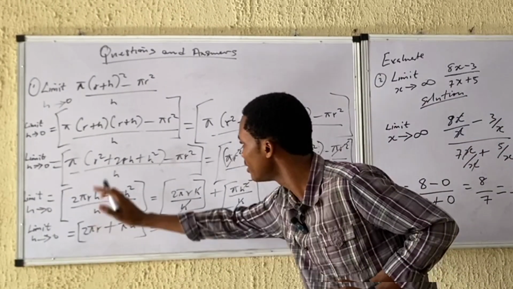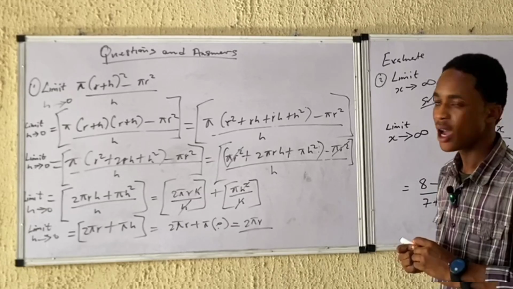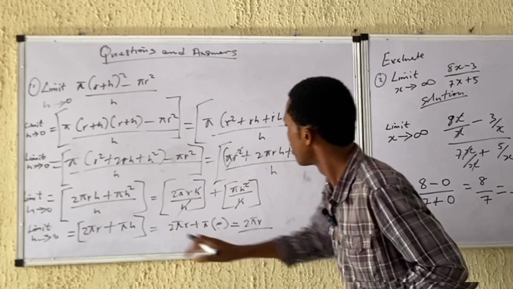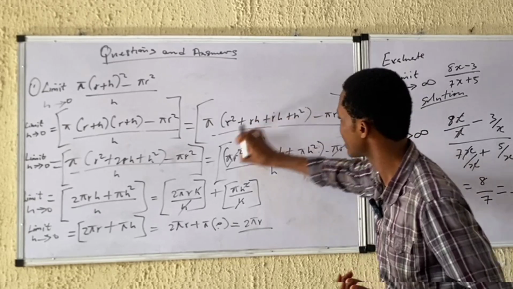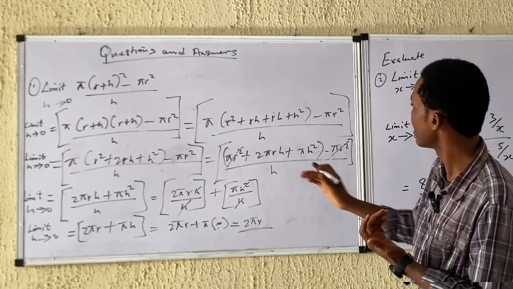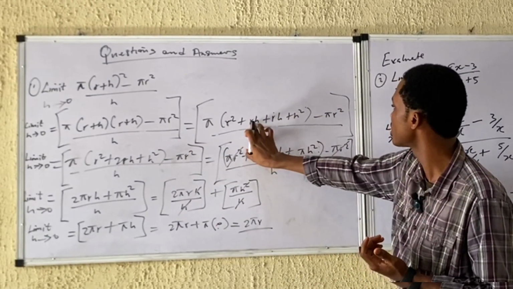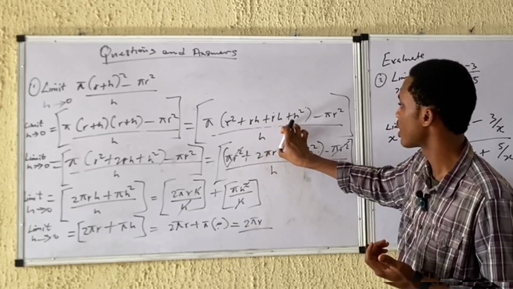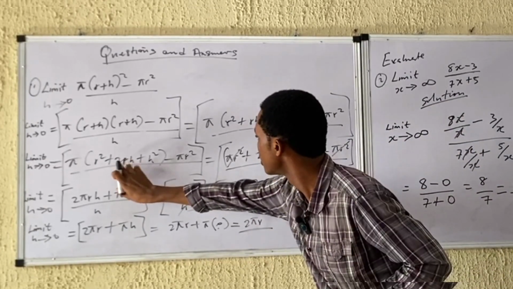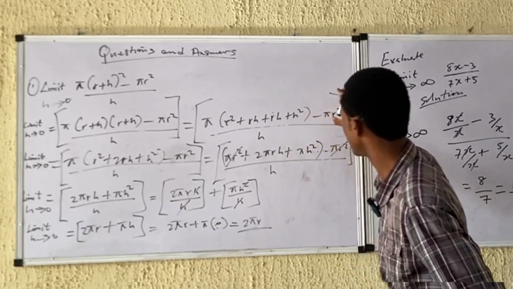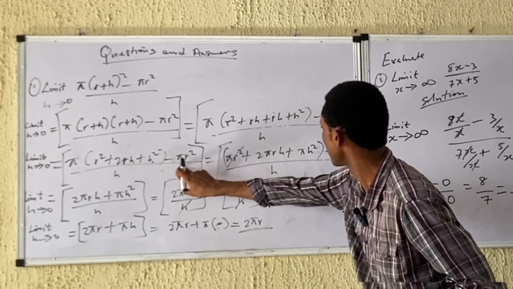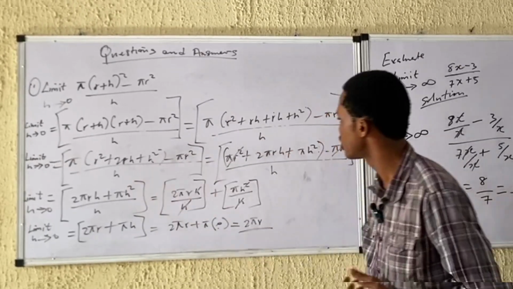Now we have limit as h approaches 0. Pi, you see there is a difference between this and this. What we just did is that we added this ah plus this ah, making it 2ah. That is the difference between this and this, with this one here minus pi a square all over h.